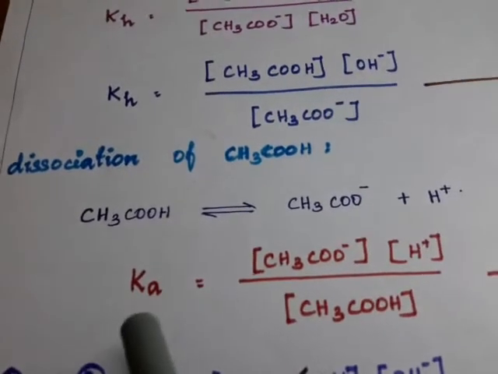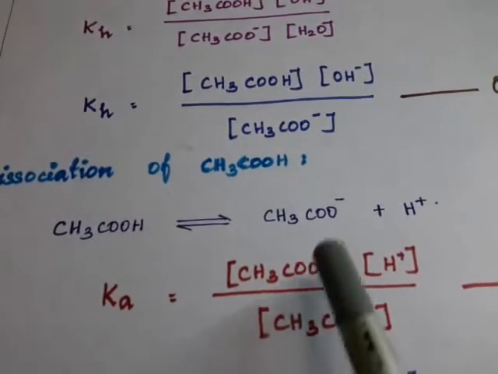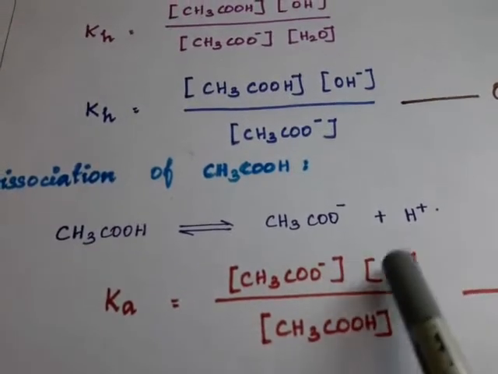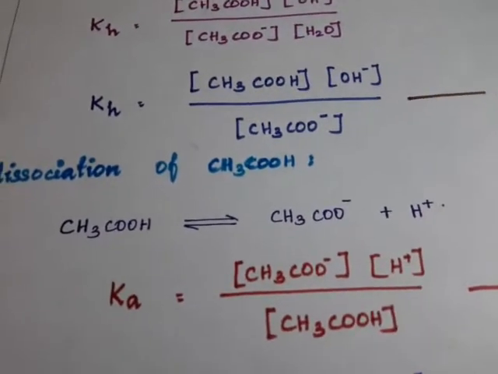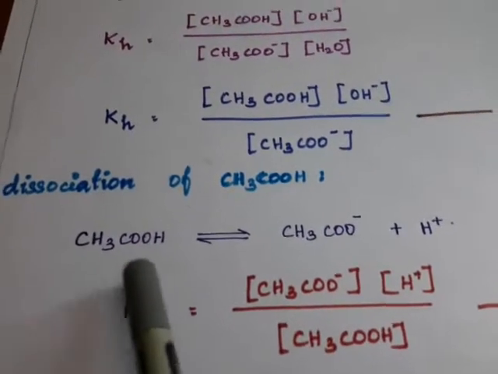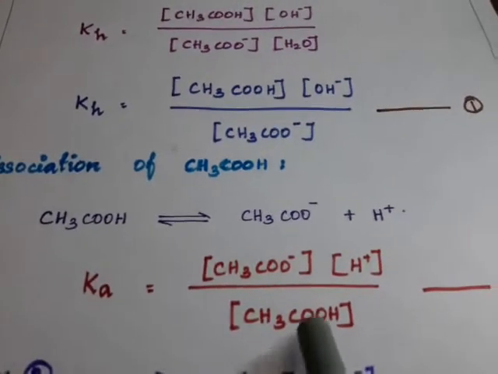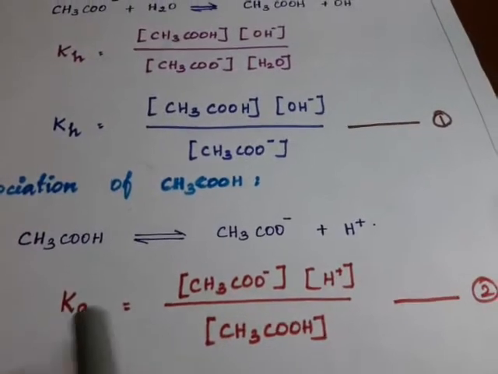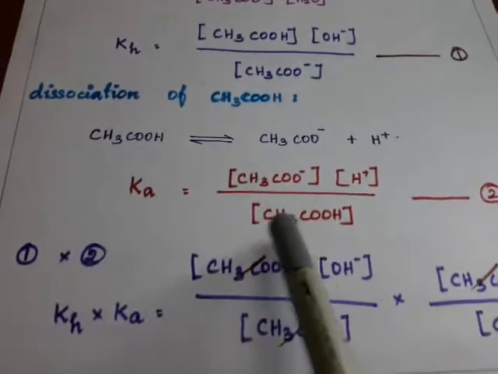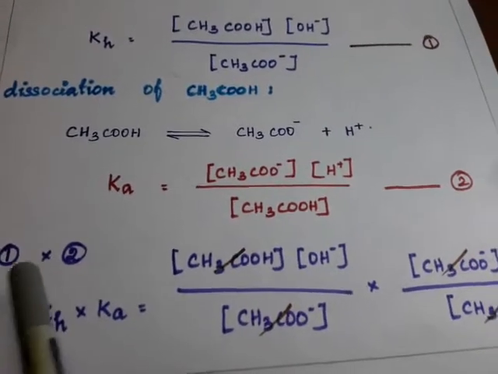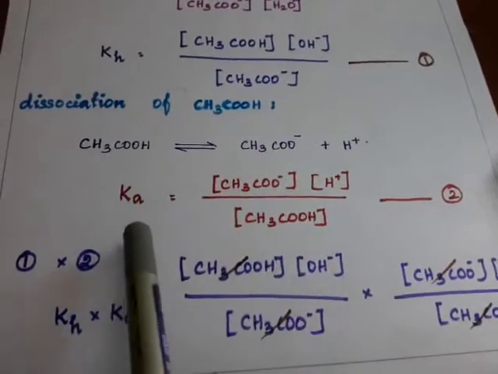So for this, Ka is equal to the same, products by reactants. What are the products? Acetate ion and H plus ion. So the concentration of acetate ion and the concentration of H plus ion. And what is the reactant? The reactant is acetic acid, written in the denominator. This Ka equation should be taken as equation number 2. So when we multiply equation 1 and 2, what is 1? Kh. What is 2? Ka, right?